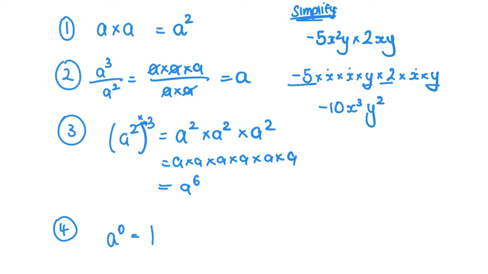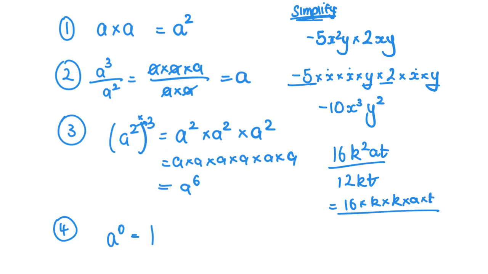Let's try another one. It's a division problem this time, and it looks like Kit Kat. So let's expand it out. 16 times k times a times t over 12 times k times t. Cross out the letters on the top and the bottom. Bye-bye k, bye-bye k. Bye-bye t, bye-bye t. And see if you can do anything with the numbers. Ooh, you can divide both of these by 4. So we have got 4ka over 3.